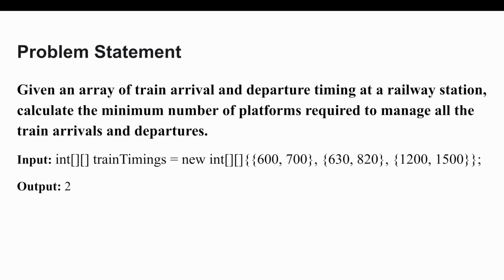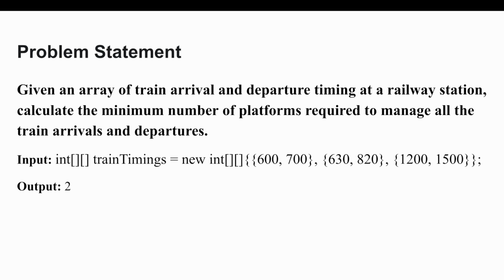In this video, I'll be discussing a problem which is asked in the technical round 2 of Vision technology. So you can see the problem statement on my screen. I'll go through the problem statement, input, output, then I'll discuss the solution of this problem. So the problem statement is: given an array of train arrival and departure timing at a railway station, calculate the minimum number of platforms required to manage all the train arrival and departure.